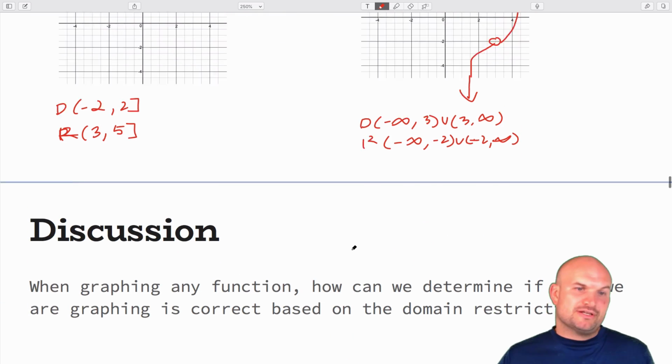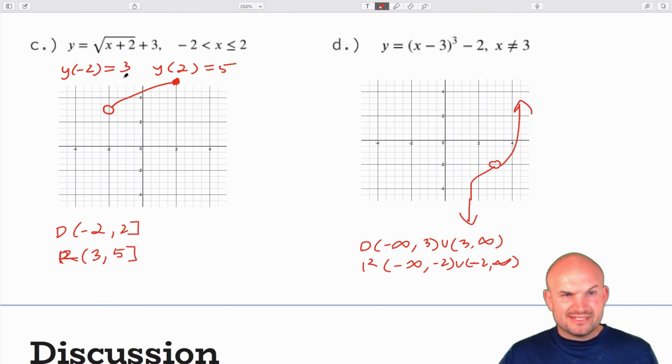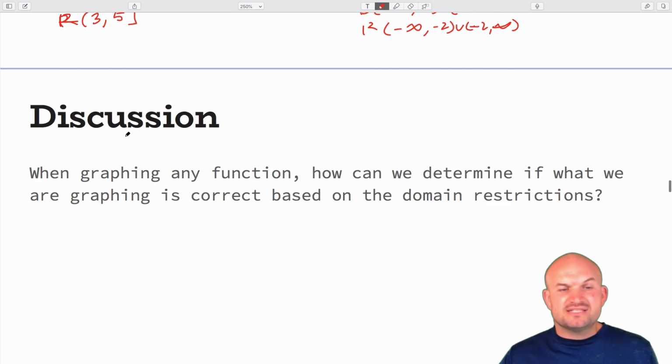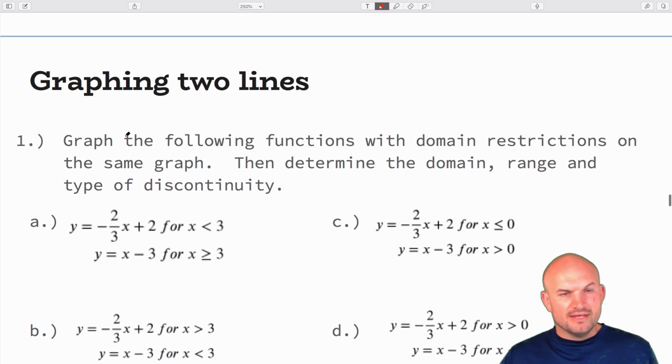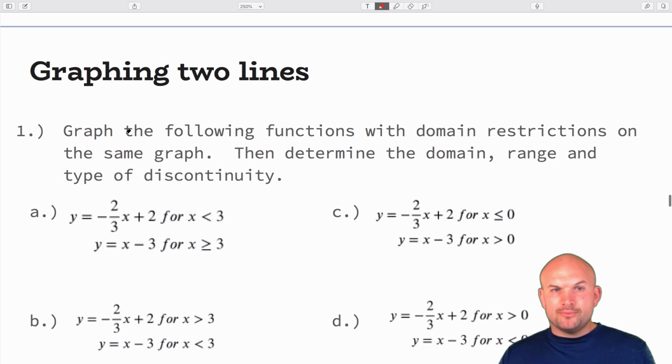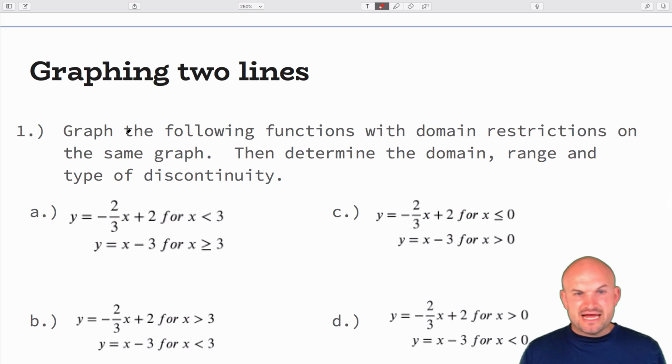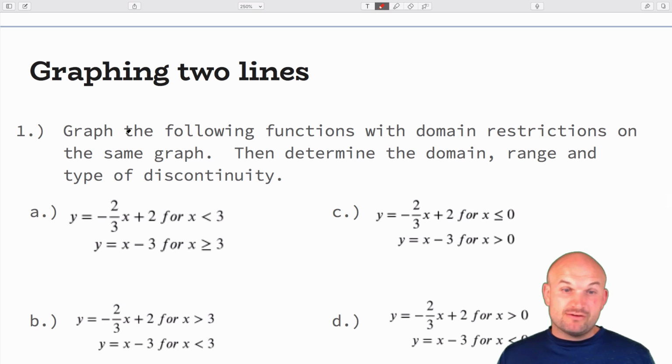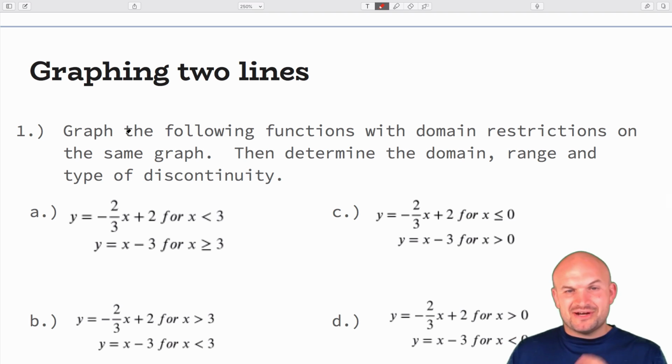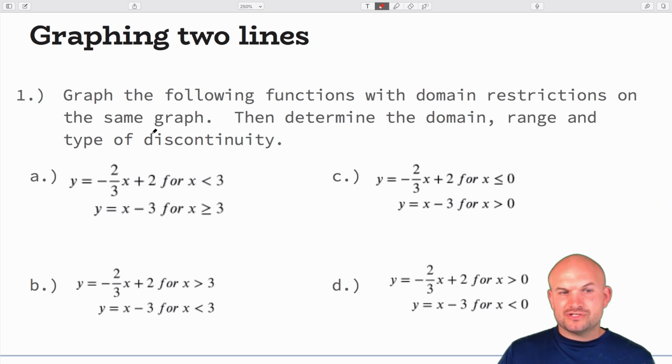And that's what I really want to make sure students understood with this, especially with the square root or any other function that they may not be as familiar with. All right, but in reality, piecewise functions are not really just about doing domain restrictions on one function. It's really doing restrictions on multiple functions. So in this case, we're going to graph the following function with the domain restrictions on the same graph, then determine the domain, range, and the type of discontinuity.